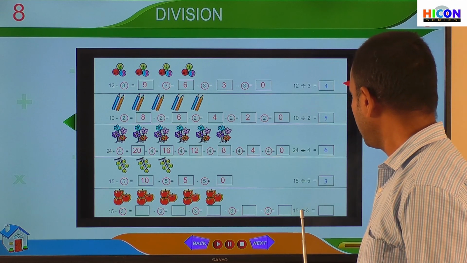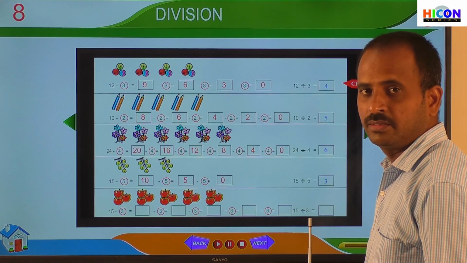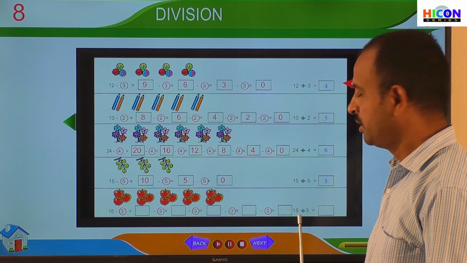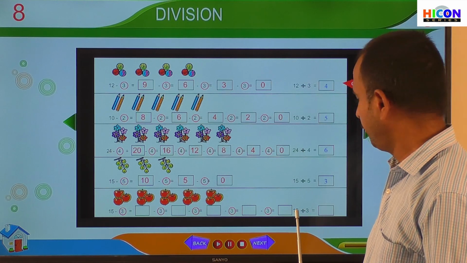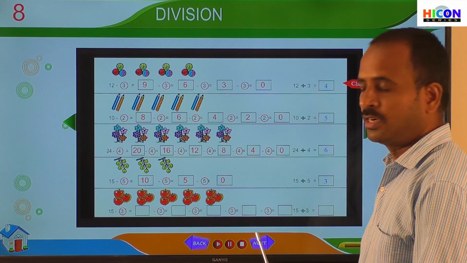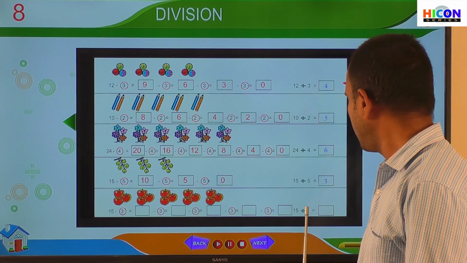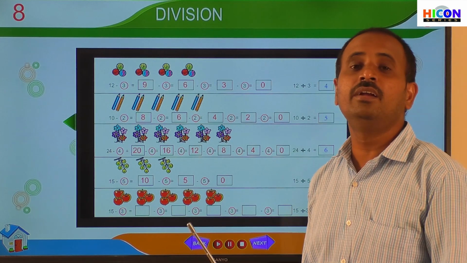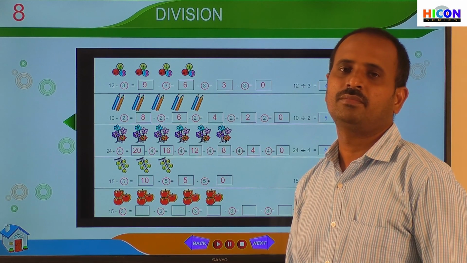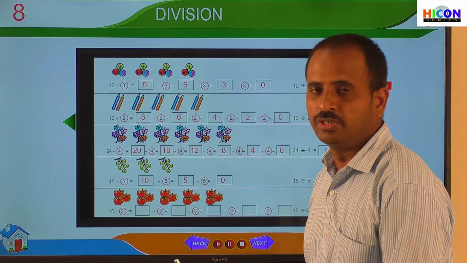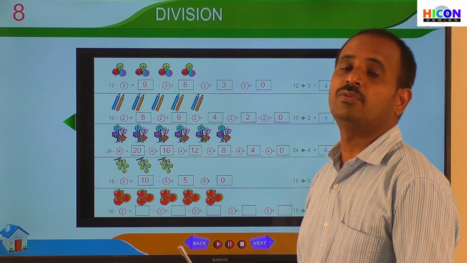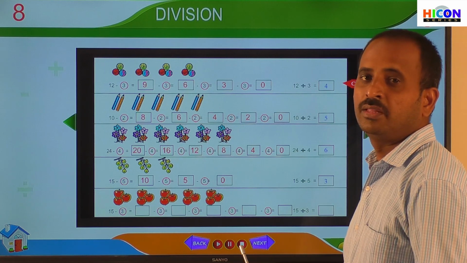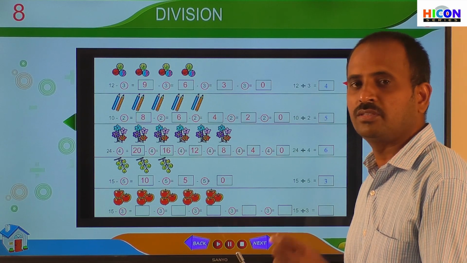That is 15 divided by 3. So what is the meaning of this division? Here we have to divide the number 15 by 3. That means we have to subtract the number 3 from 15 repeatedly until we get 0. If finally you get 0, then count the number of times you have subtracted the number 3. The number of times becomes the answer.